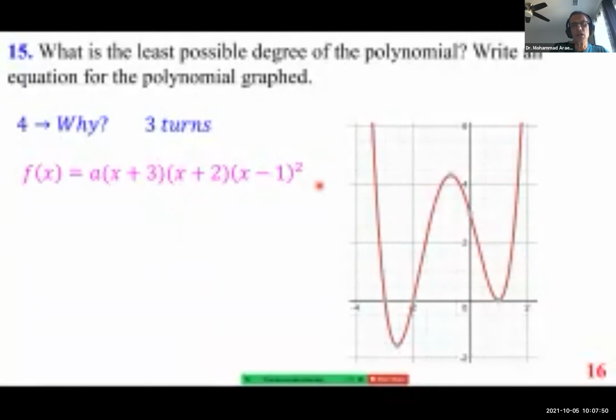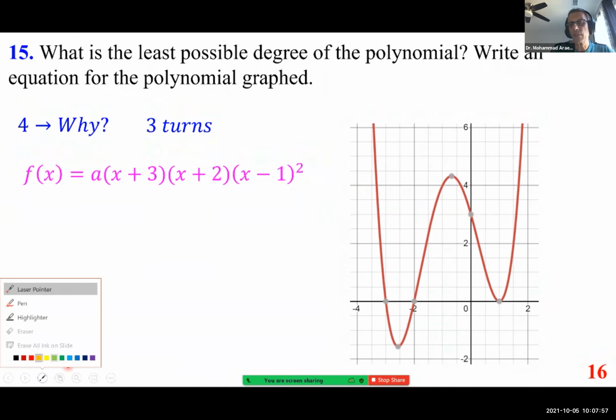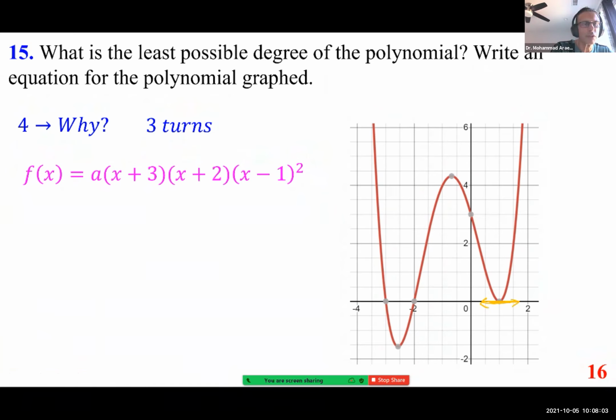Why is this going with the exponent 2? Because it doesn't cross. Pay attention to that one. In other words, the notation that I showed you in the previous page.